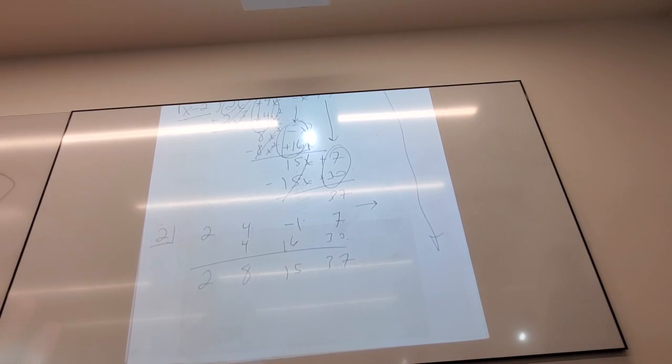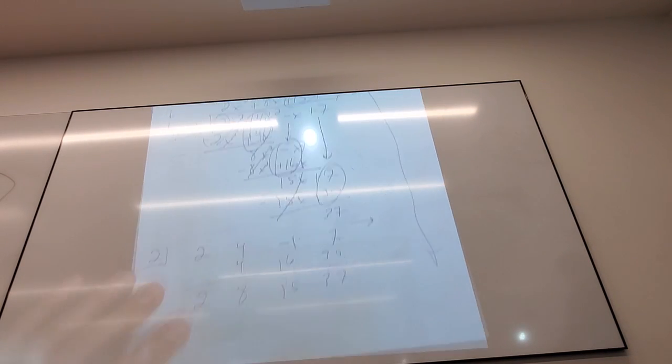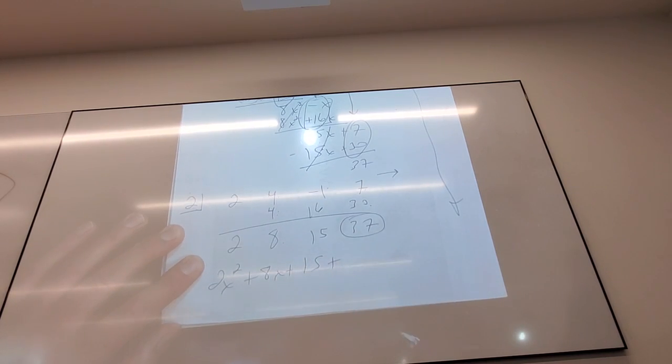Let me stop for a minute. I really want you guys to understand the power. Now it's just interpreting the answer. Whatever the power was at first, this is 1 power below. So it was a cubic, so this will be the coefficient of x squared. Now keep going: 2x squared plus 8x plus 15. And then this last term is always the remainder.